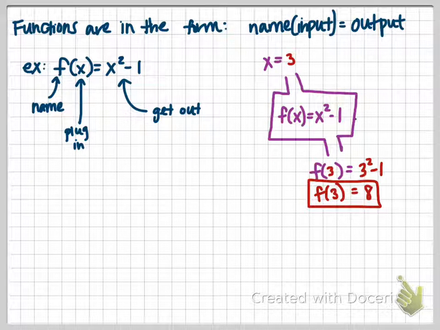Now the nifty thing about functions is you can see both what you plugged in and what you got out at the same time. So when I look at this, I see, okay, I used the function f, I plugged in 3, and I got 8 out. Those are the different pieces that are part of your answer.